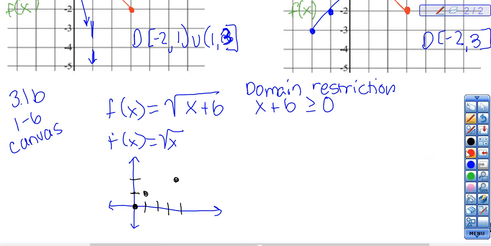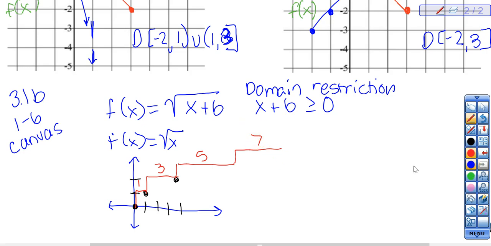Okay, so when you're graphing radicals, pay attention to the pattern of points from your starting point. Rise 1, run 1, rise 1, run 3, rise 1, run 5, rise 1, run 7, etc. When you're graphing a radical and there's no stretch or compression, your points always follow that pattern.